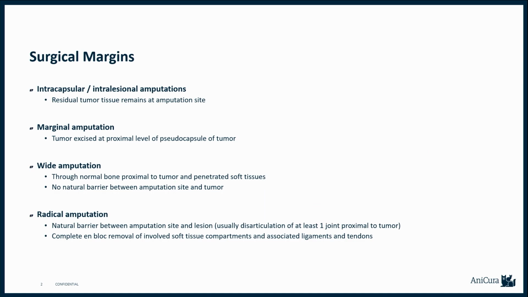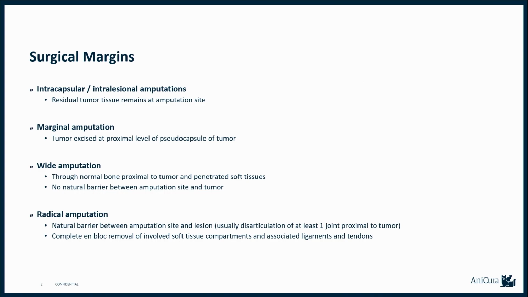As in everything in oncology, we are always talking about surgical margins, and for amputations there are also 4 surgical doses that we are going to be showing. The list shown here goes from palliative or not very preferential to curative intent. Intracapsular or intralesional amputations are not something that we would like to do, in which we would leave probably macroscopic amounts of tumor tissue at the amputation site.